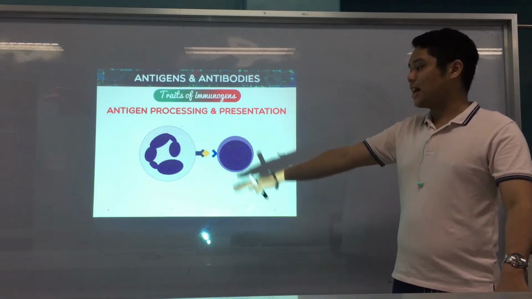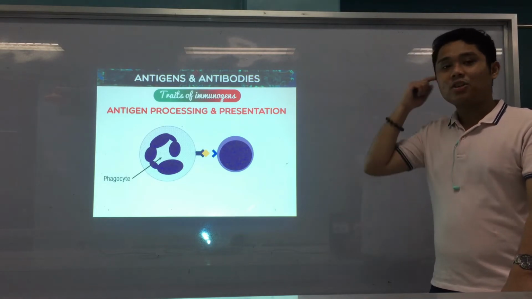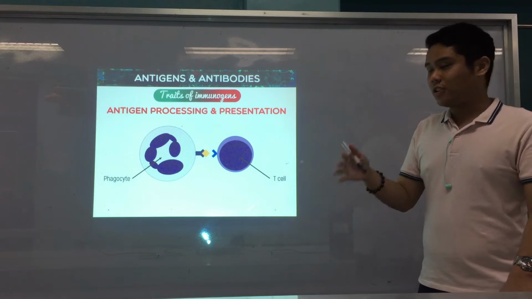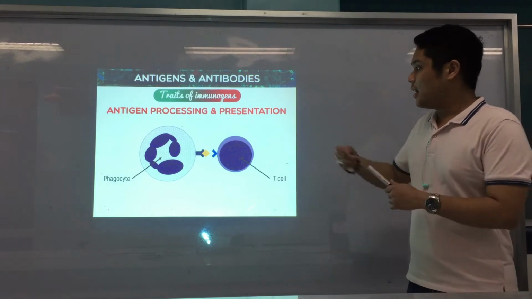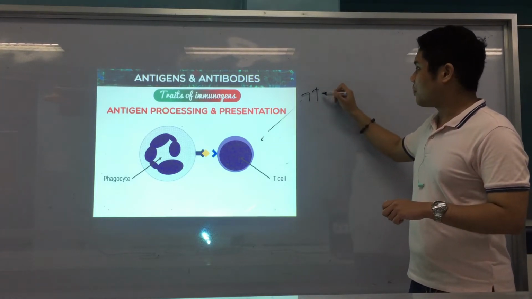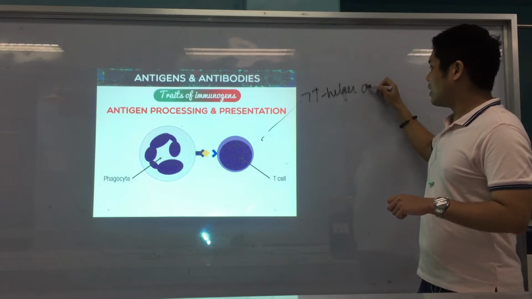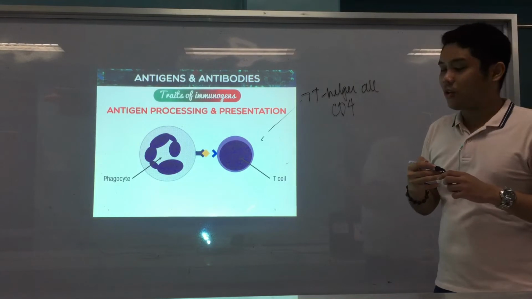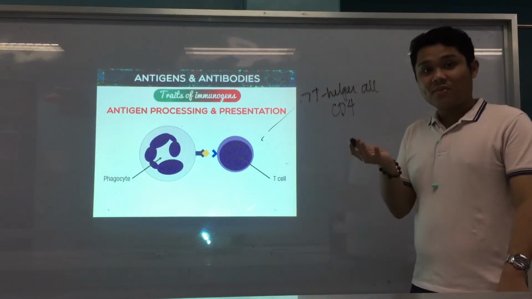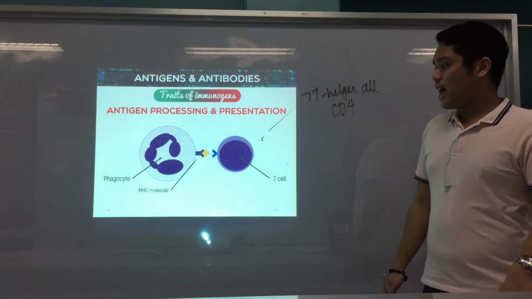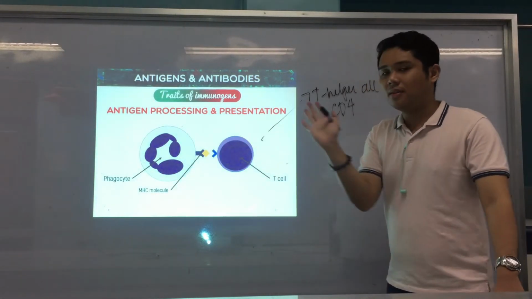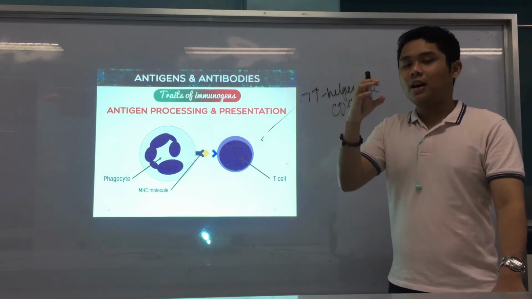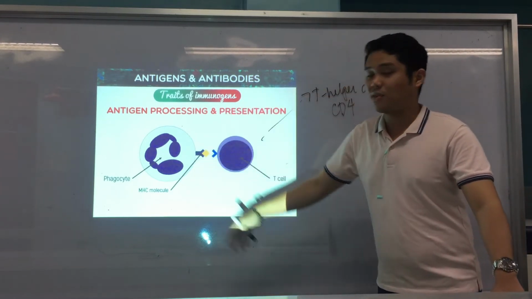So for example, this is a phagocyte, which digests the antigen and presents a portion of it. This is a T cell, usually a T helper cell, a type of T cell with CD4. By its name, it is a helper. The MHC molecule is this one, usually a peptide, a structure that protrudes from the surface of the phagocyte.